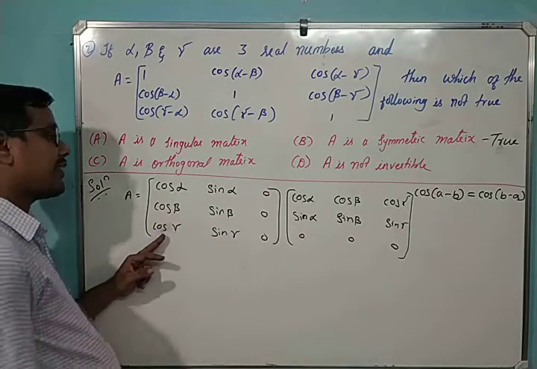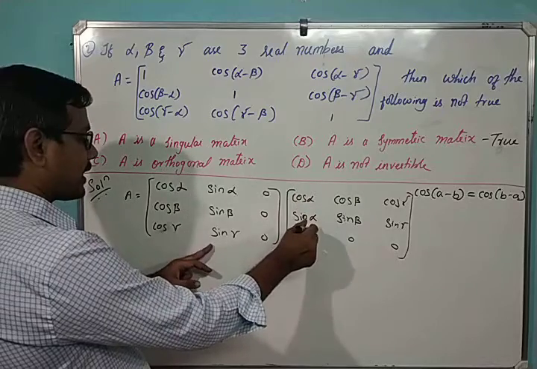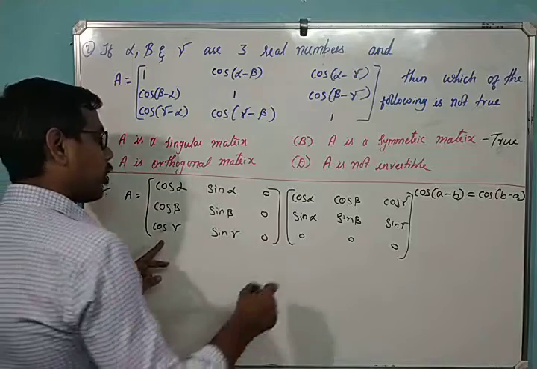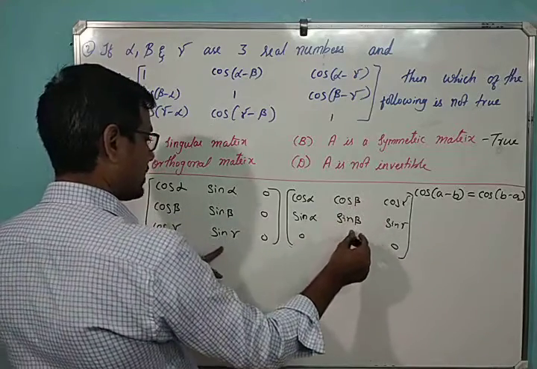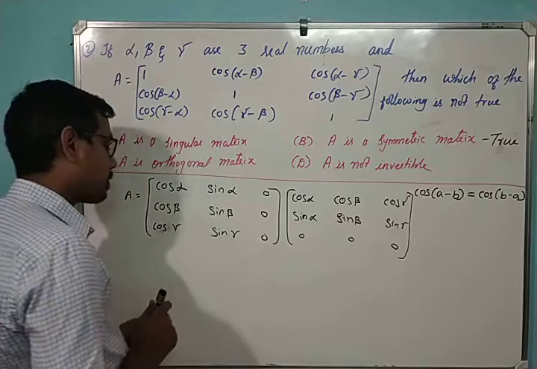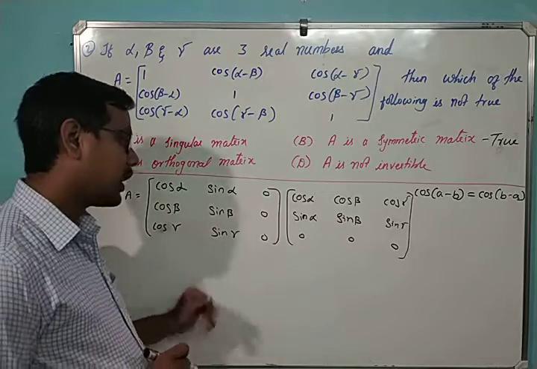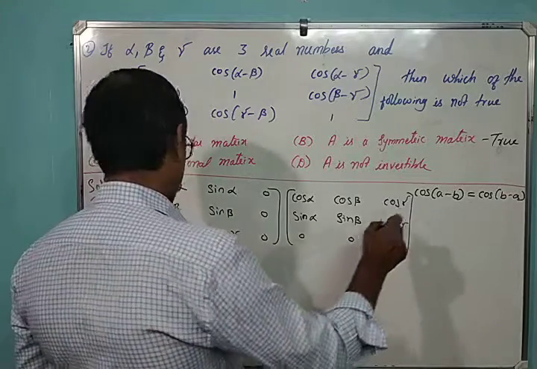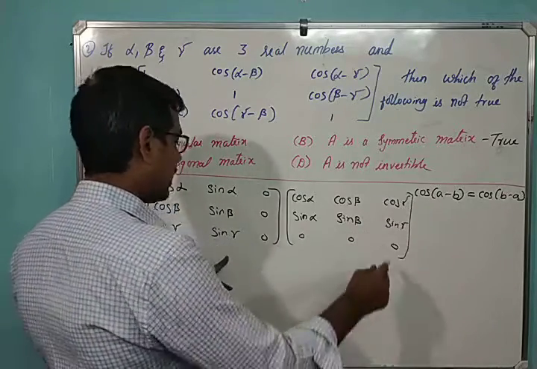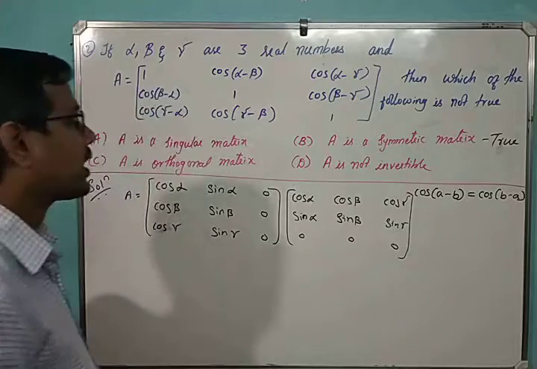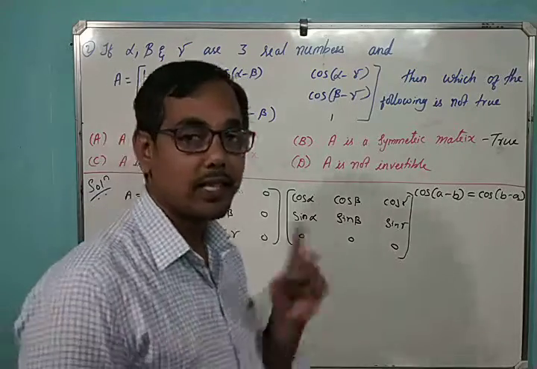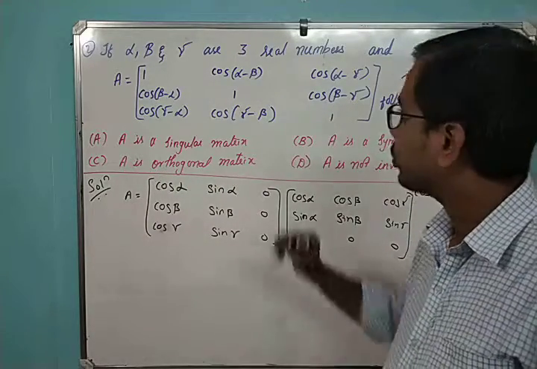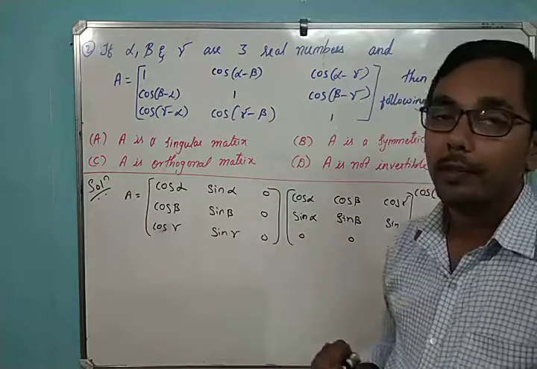And here, cos gamma into cos alpha plus sin gamma into sin alpha, that is cos of gamma minus alpha. And cos alpha into cos beta plus sin alpha into sin beta, that is cos of gamma minus beta. And at the last, cos gamma into cos gamma, cos square gamma, plus sin gamma into sin gamma, sin square gamma. So cos square gamma plus sin square gamma is 1. So if you multiply this, once again you get back the same matrix. So this can be written as product of these two matrices.